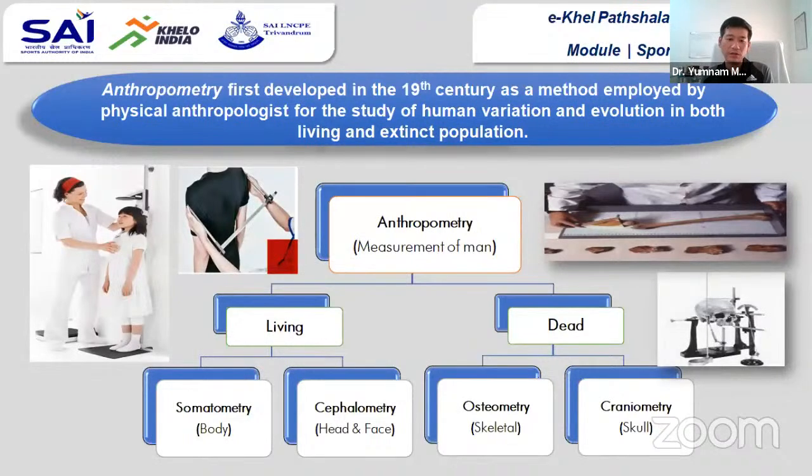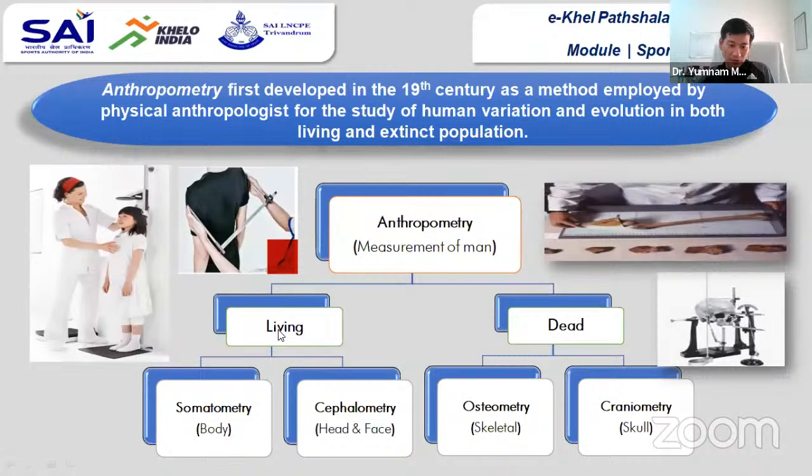You can see in the picture given below that some measurements are taken on the living body and others from the skull, skeletal remains or fossils. So these are the subject matter of anthropometry. Anthropometry has been divided into two parts: one is living and another is dead.